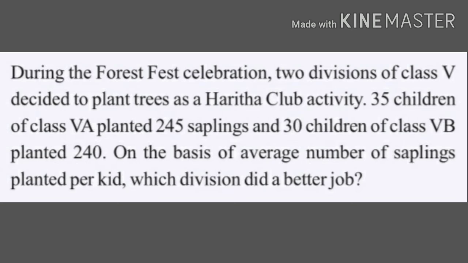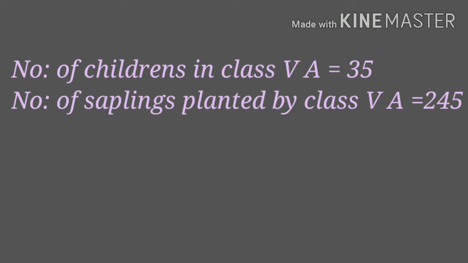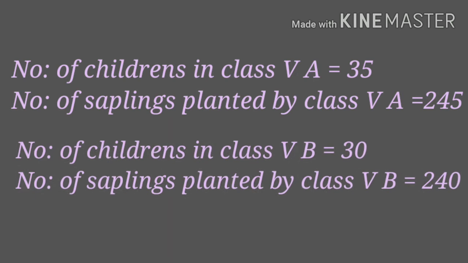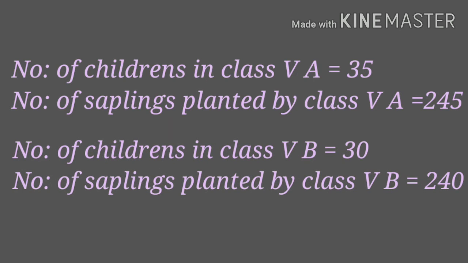Here we are going to see which division of Class 5 had done the better job in planting saplings on the basis of the average number of saplings planted per kid. In the question, it is given that the number of children in Class 5A is equal to 35 and the number of saplings planted by Class 5A is equal to 245. Number of children in Class 5B is equal to 30 and number of saplings planted by Class 5B is equal to 240.